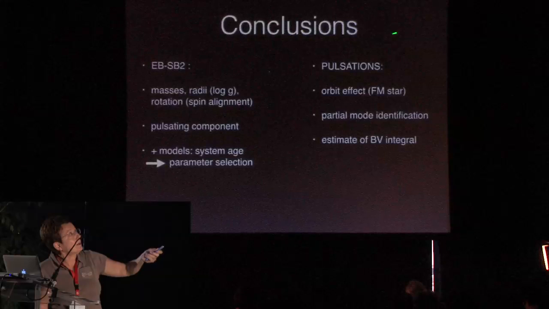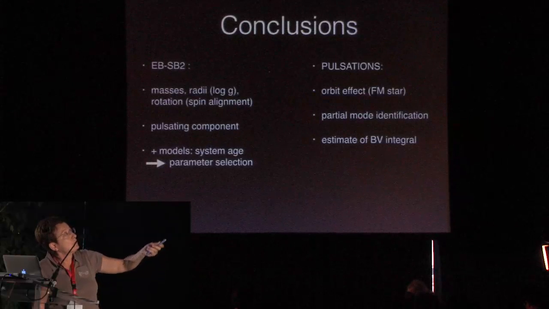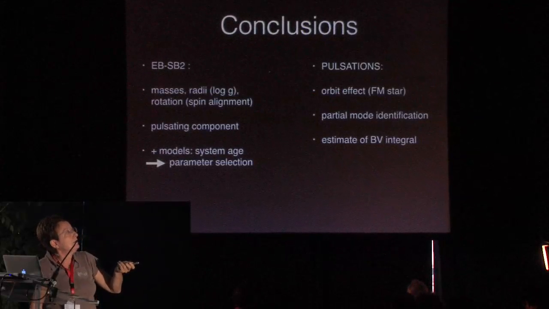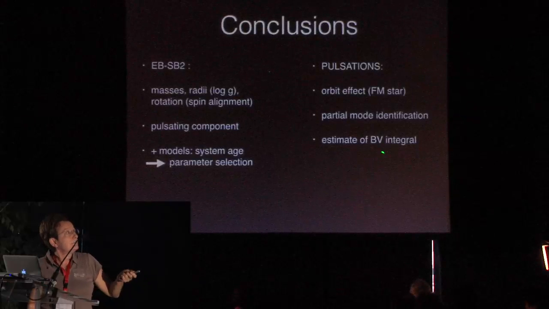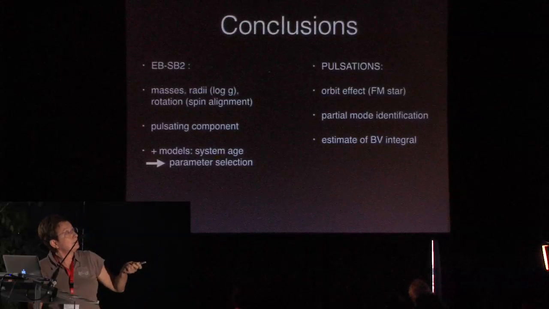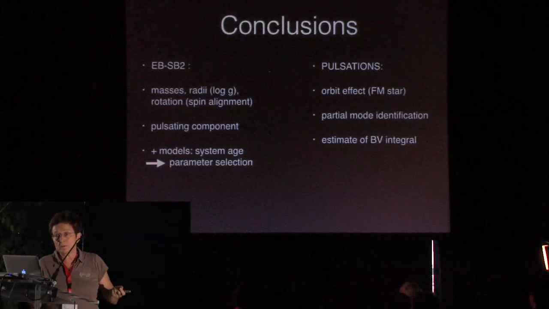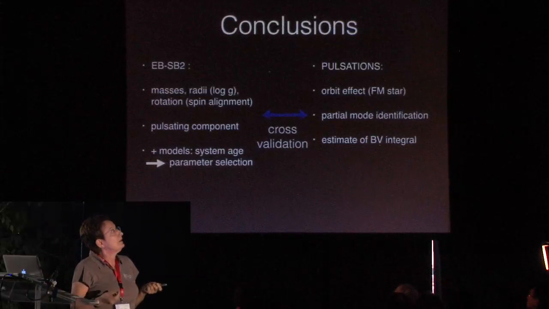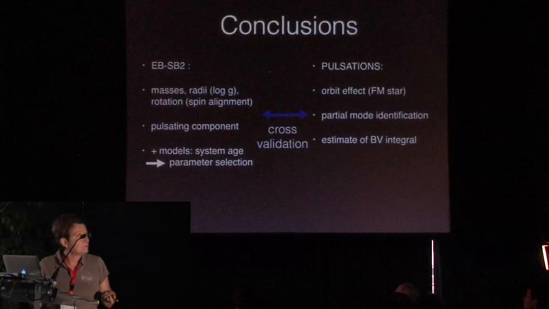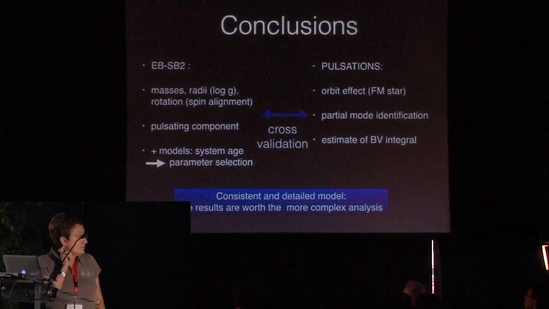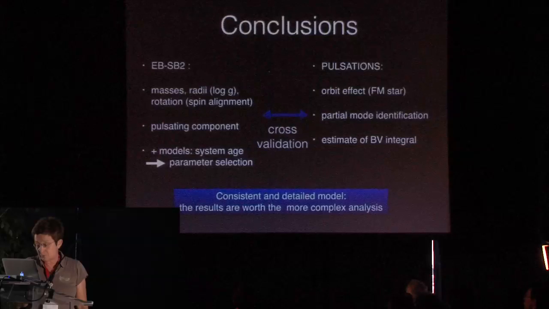On the other side, we have something I didn't mention here, but this is FM stars, the orbit effect I was speaking about before. Again, you can partially identify the mode with the help of the binaries and estimate the Brunt-Väisälä integral, but when you put the things together, conclusions that may not be very strong are cross-validated. So it's very helpful to have a pulsator in a binary. And to conclude, I would say that you get this consistent detailed model, so it was worth the effort, I think.